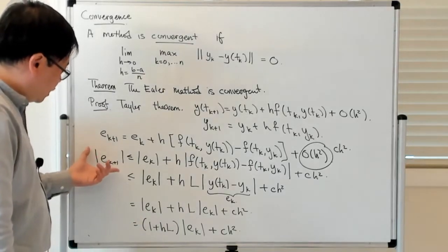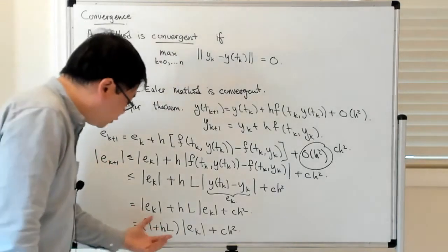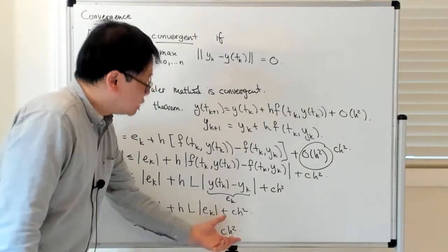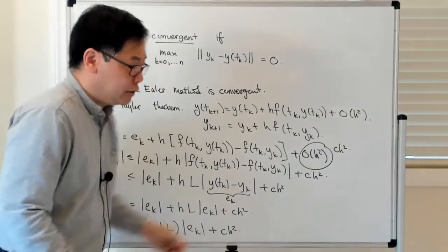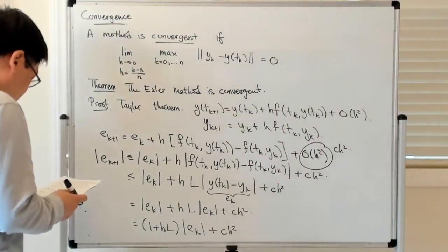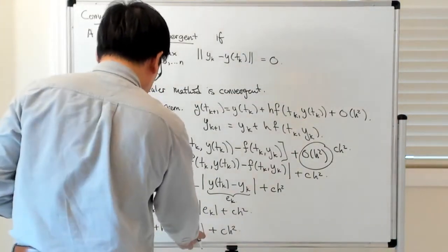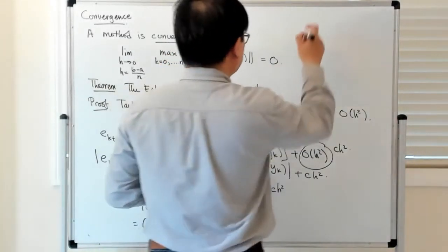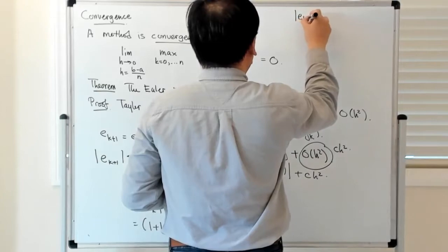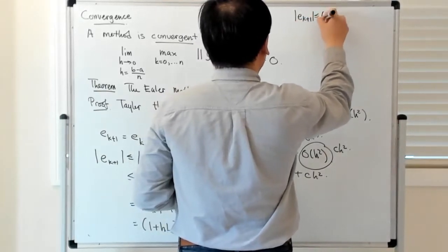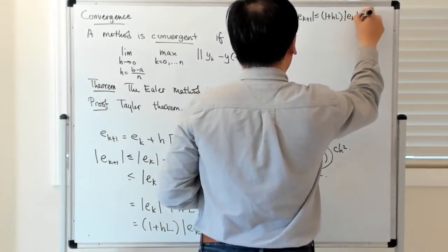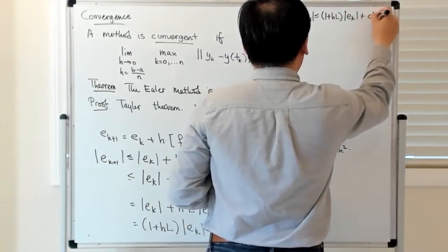So the error at the k plus first stage is some multiple of the error at the k stage plus some additional term, which is of course the local truncation error term. So you can then use this to apply the discrete Gronwall lemma. Let me write this down: the absolute value of e_{k+1} is less than or equal to (1 plus hL) times the error at the k stage, plus C h squared.